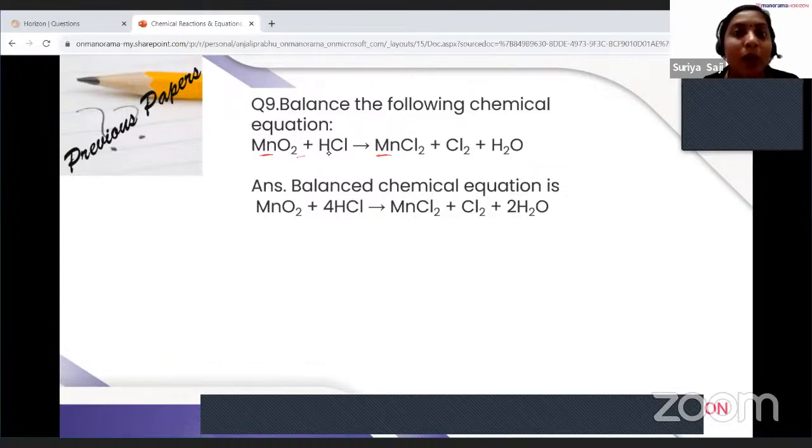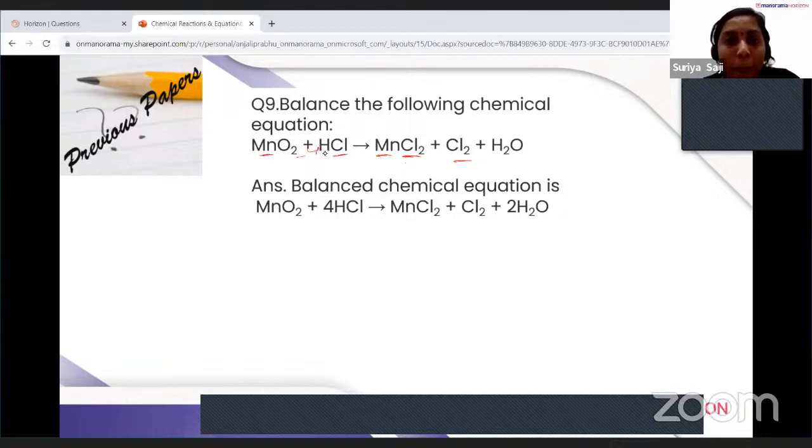Oxygen and hydrogen are common in almost all reactions, right? So we will check for chlorine. On the reactant side there is only one chlorine. On the product side, 2 plus 2, 4 chlorine atoms are there. So we will take the element which has more atoms, chlorine. Here it is 4 chlorine on the product side. So we will give 4 chlorine on the reactant side also. So we'll give 4 HCl here.